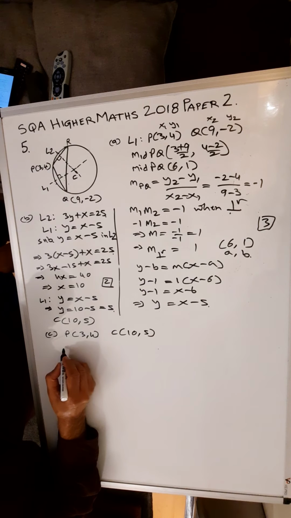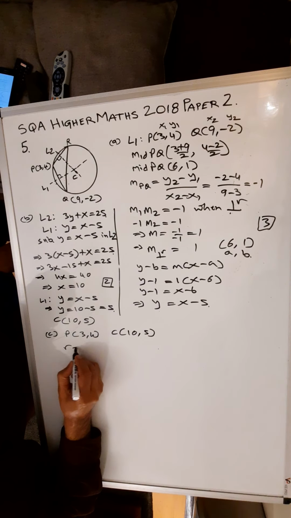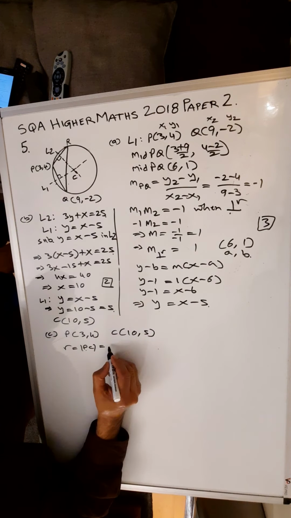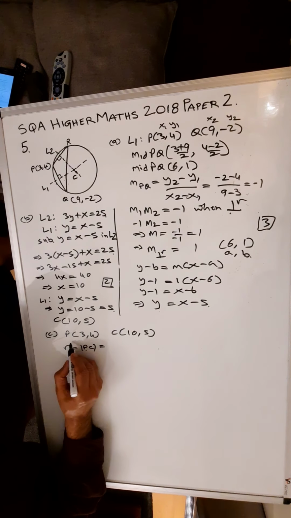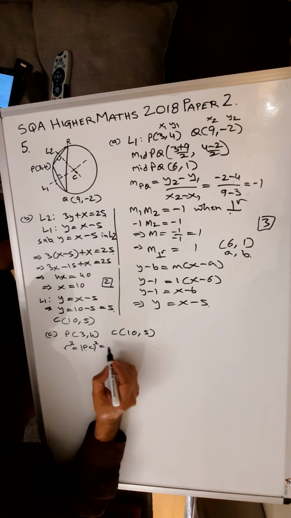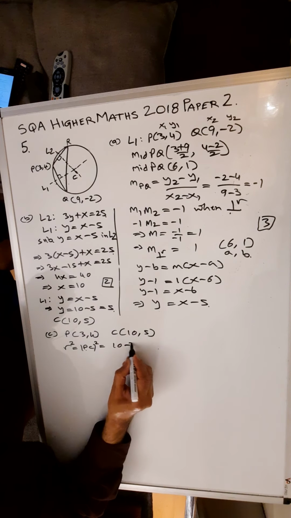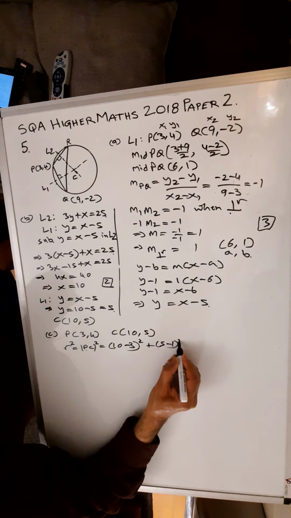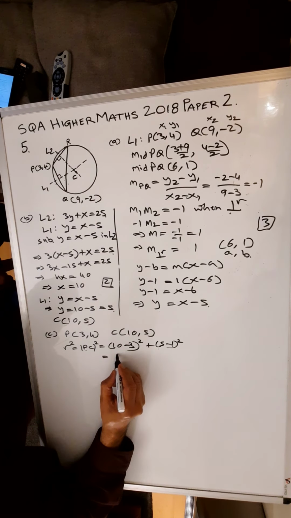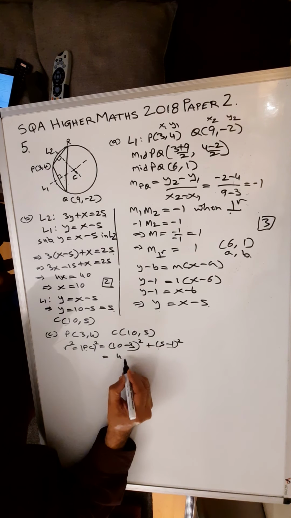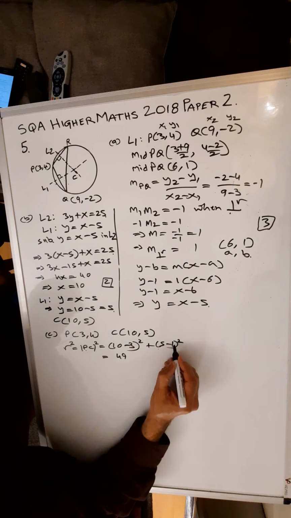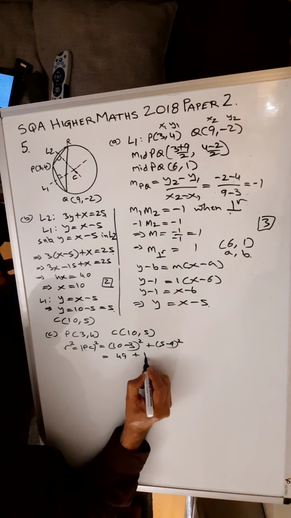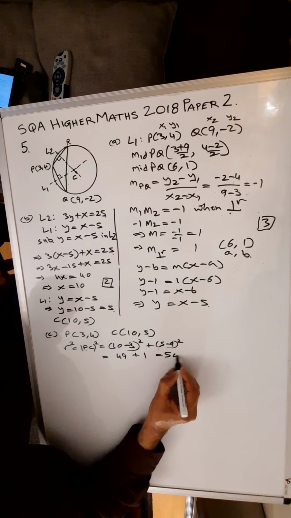So that means that the radius is the length of PC, and we basically need radius squared. So radius squared is PC squared. That would be (10 minus 3) all squared plus (5 minus 4) all squared. So this is 7 squared, which is 49, and 5 minus 4 all squared is 1 squared, which is just 1. So that means it is 50.